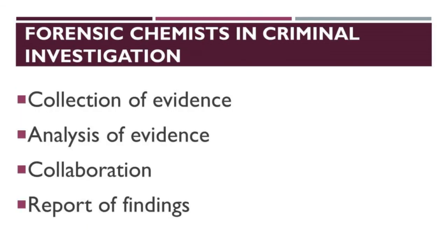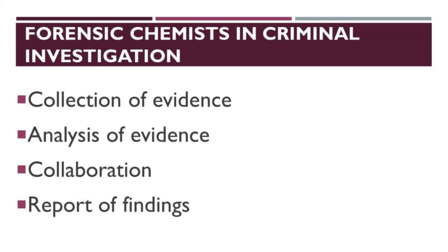Collection of evidence, analysis of evidence, collaboration, report of findings. In the collection of evidence, they collect physical evidence such as knives, instruments, materials, etc. in a systematic way and uncover their information using chemistry. In analysis of evidence, in criminal cases, chemists analyze substances such as blood and DNA to attempt to determine when and by whom the crime was committed.